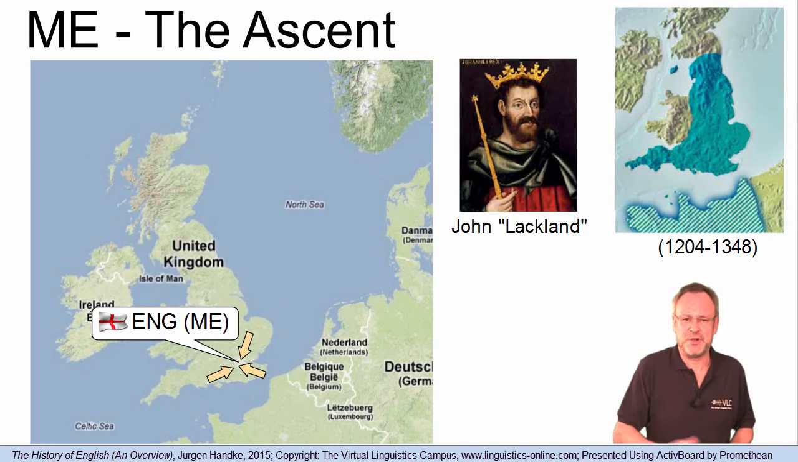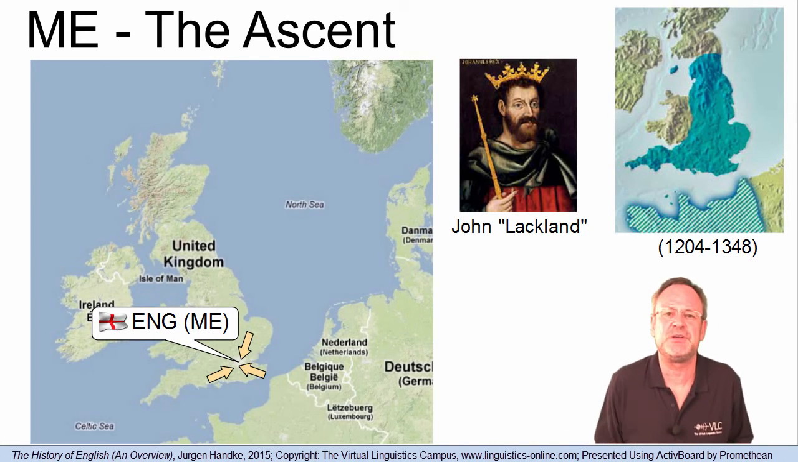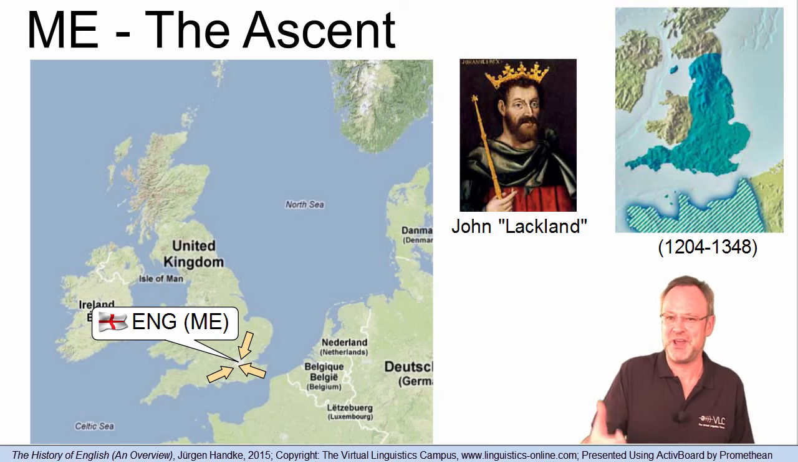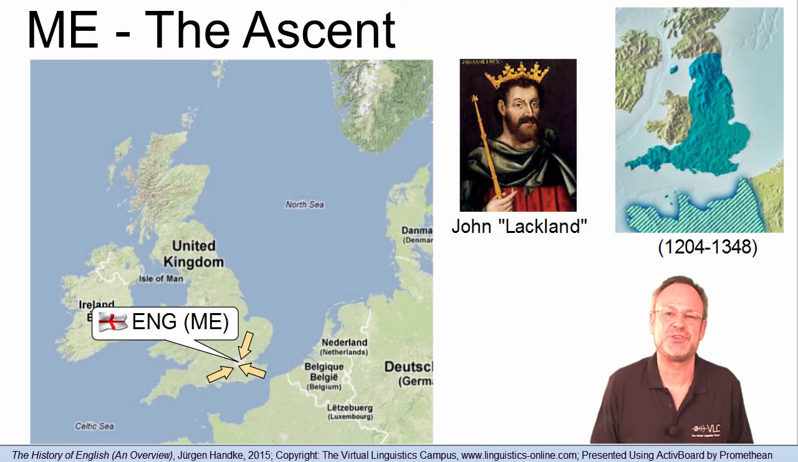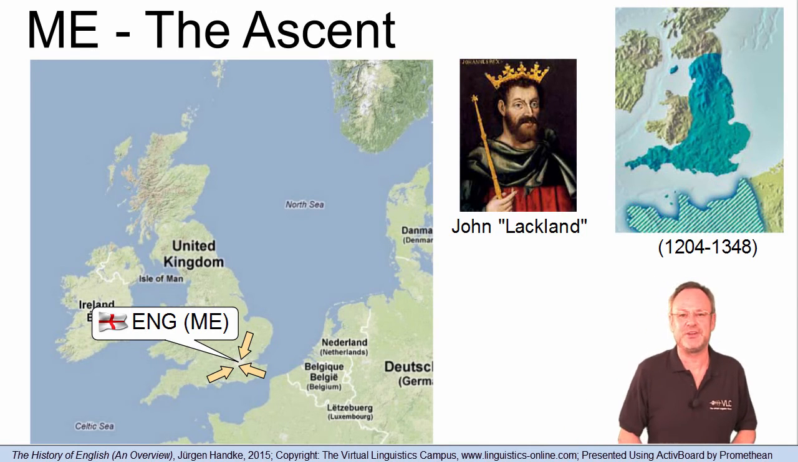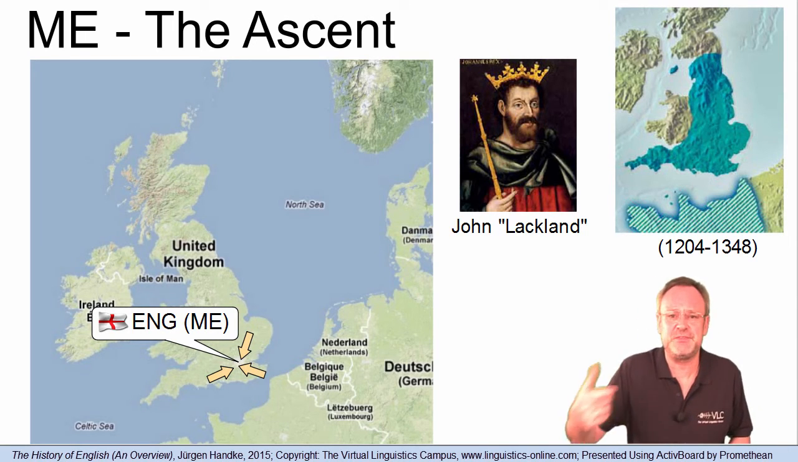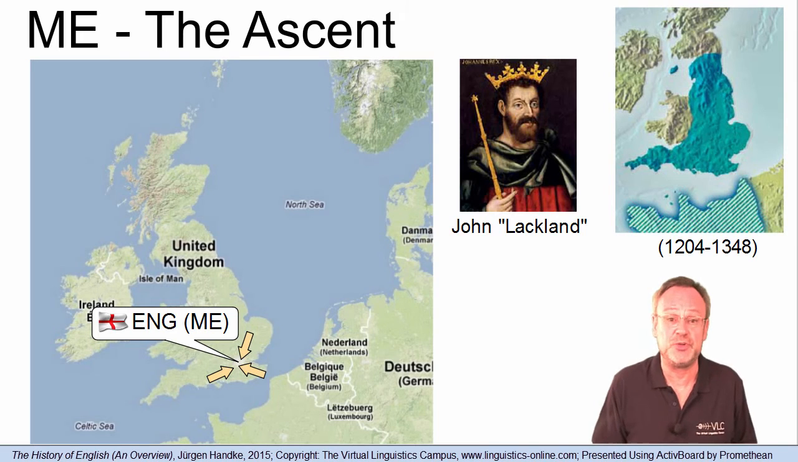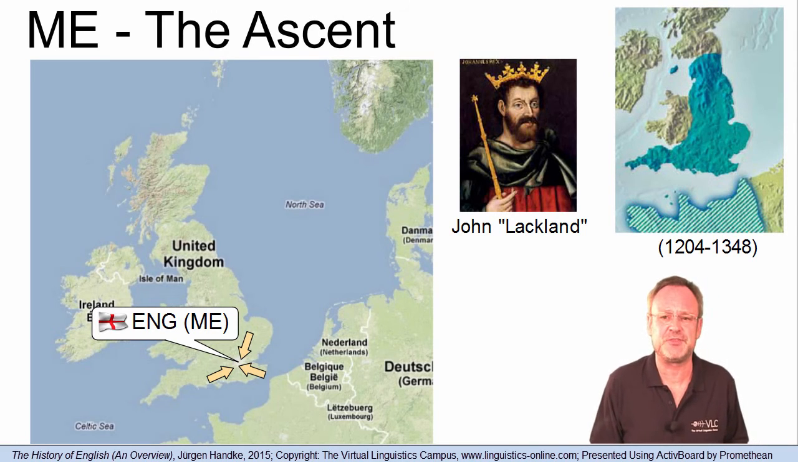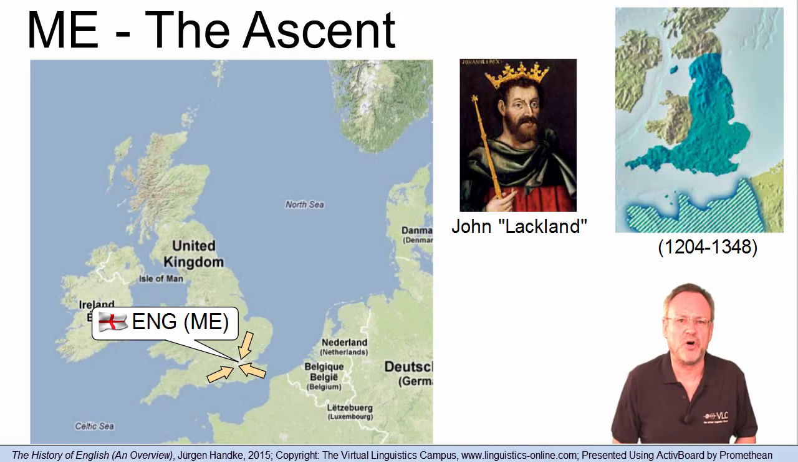The year 1204 marks the turning point when King John, nicknamed John Lackland, lost his English possessions in France, leading to a gradual decline of French as an official language in England. By the 13th and 14th centuries, even the children of the English nobility no longer learned French as their native language. English had become the new medium of instruction.